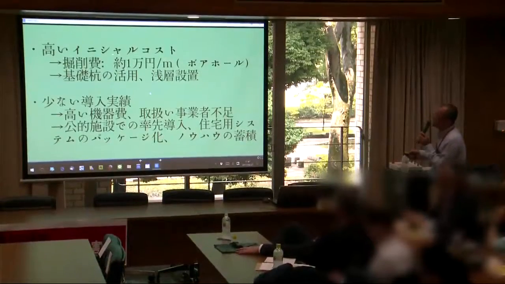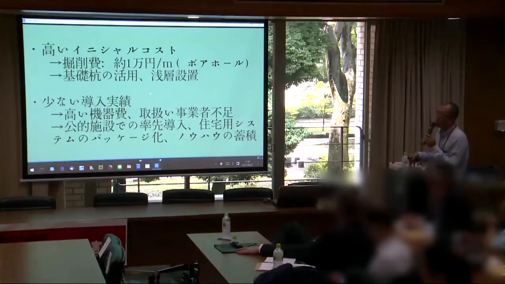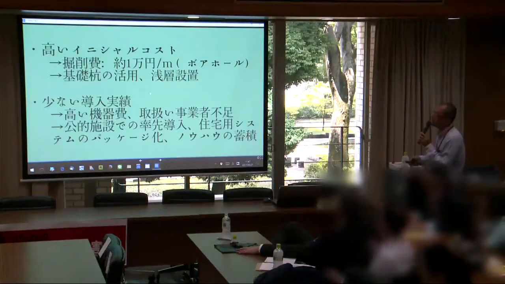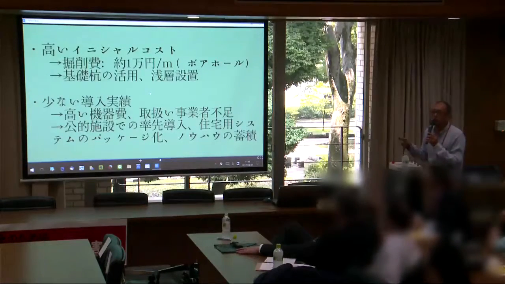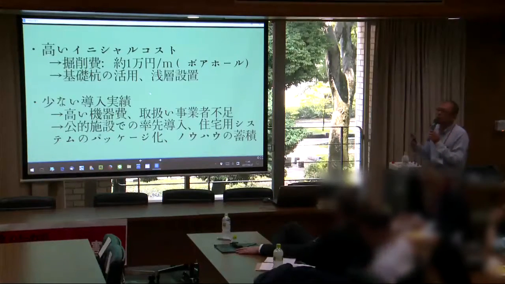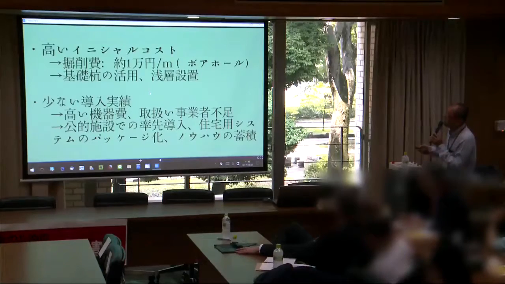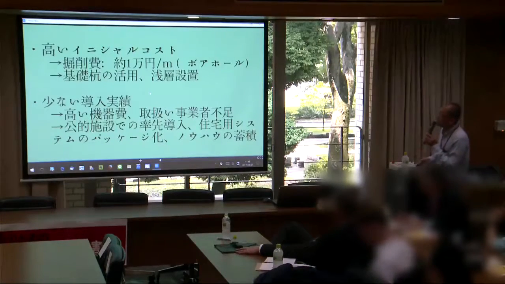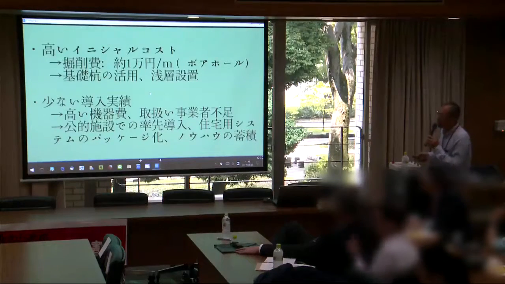I only have 2 minutes left. Okay, I will speed up. So the initial cost is high, especially the drilling, about 10,000 yen per meter, and the equipment is not that prevalent. PV used to be expensive, but after the feed-in tariff, the cost is reduced. So even for geothermal, if it becomes more popular, the cost should decrease.